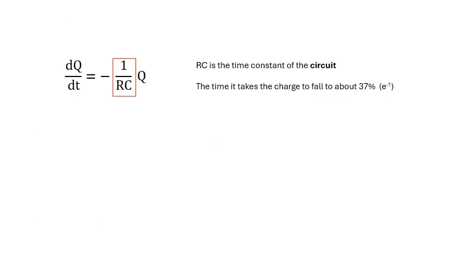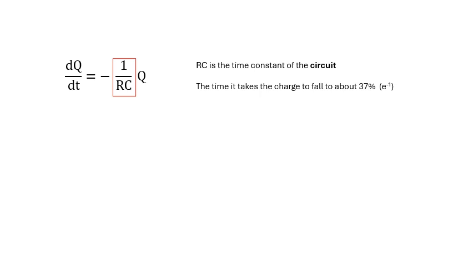Okay, dQ/dt, now this is like our dN/dt being proportional to minus N. dQ/dt, the rate of change of Q, is proportional to Q, and the constant, as I said, is 1 over RC.